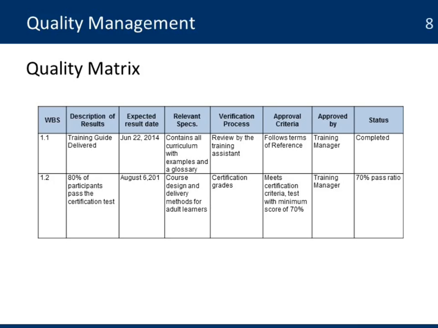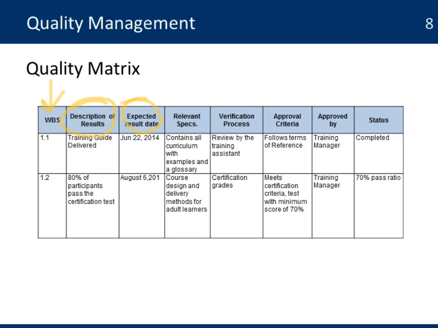Another tool is the quality matrix. It's a way to identify all the standards that you're going to use for every element of your project. So you start by describing all your WBS elements. What is the description of the results? How the results are going to be identified? What is the expected result date?